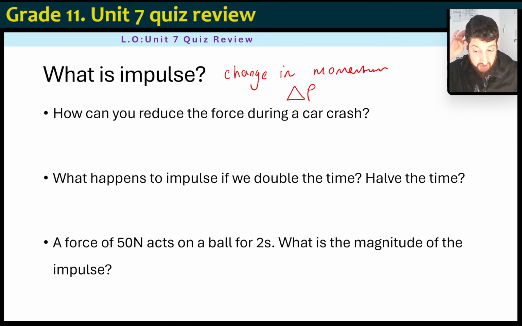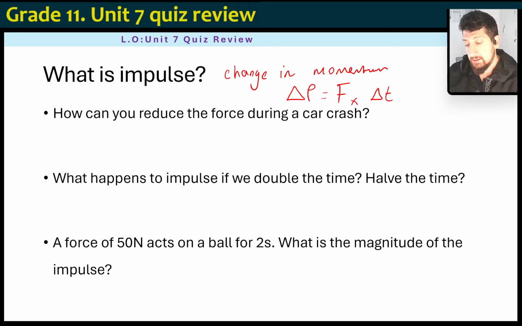How can you reduce the force during a car crash? Okay. So impulse turns out has a formula. It's not just momentum after minus momentum before. Impulse also has a formula, and the formula for impulse is equal to force multiplied by the change in time. Force multiplied by the change in time. And that's quite useful because that's something that scientists have been using to increase the survivability of people in car crashes and such. How?